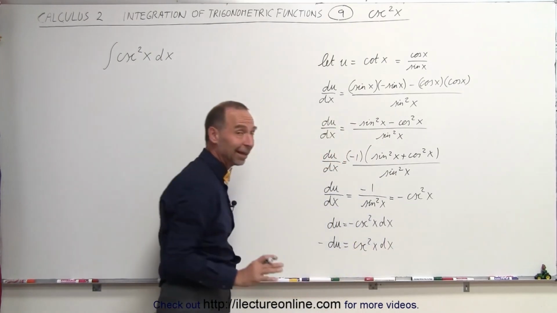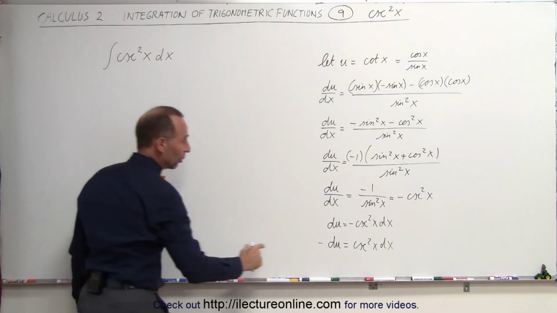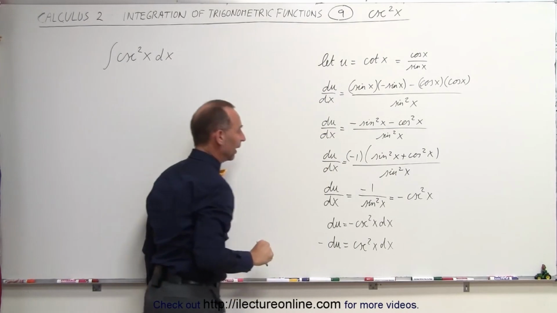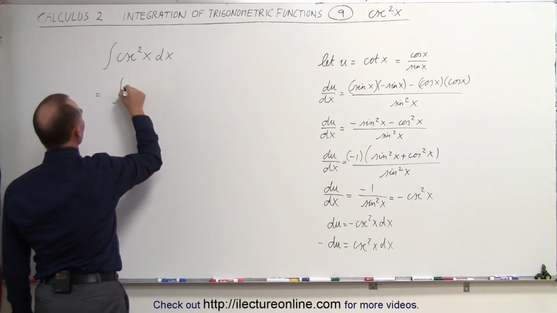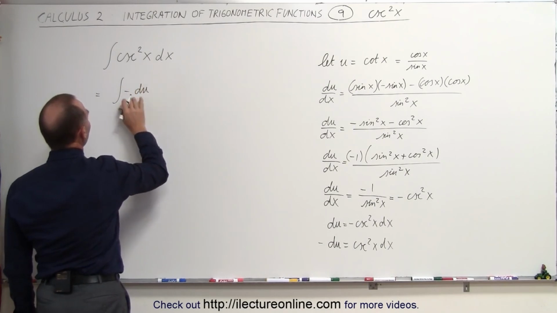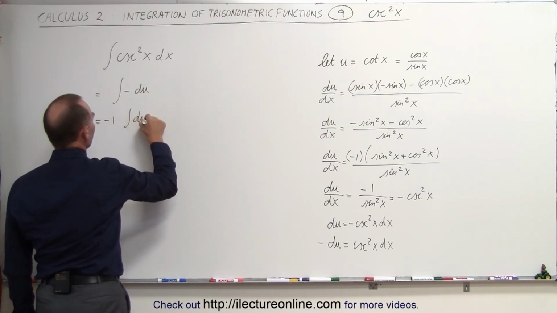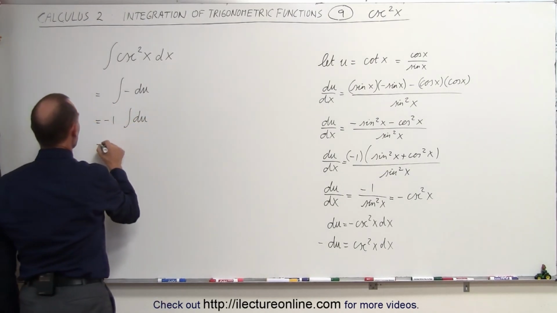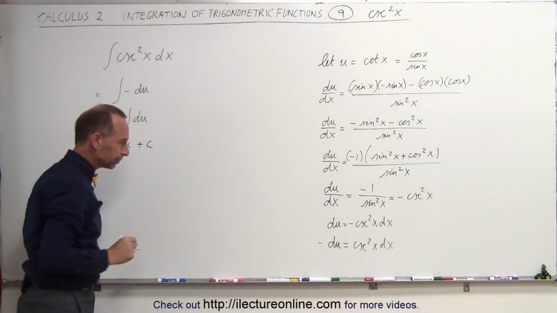The reason why I did this last step is because when I look up here, I see the cosecant square of x dx, which is equal to minus du if I let u equal the cotangent of x. So substituting that in, I get this is equal to the integral of minus du. The minus can come outside the integral sign. This is minus 1 times the integral of du. And of course, that's the easiest integral in the world. The integral of du is equal to u, so minus 1 times u plus a constant of integration.